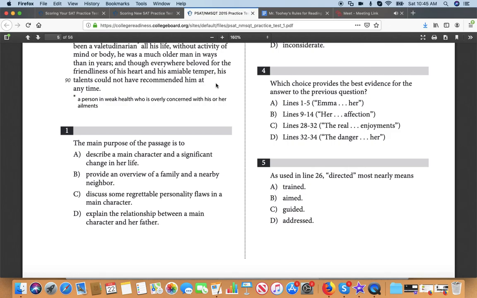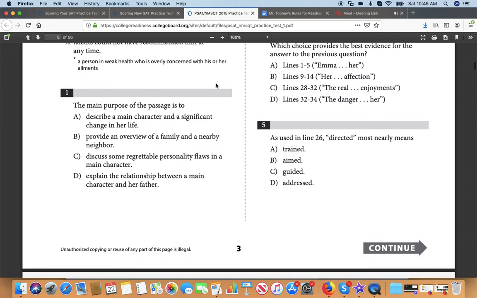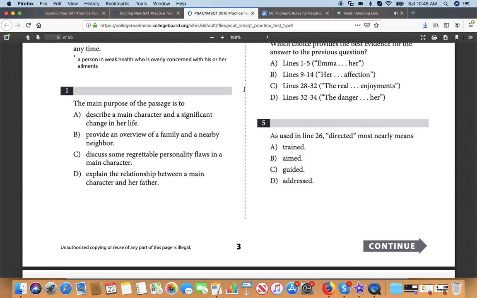Go ahead and read question number 1 first, please. You see it there on the screen? All right. The main purpose of the passage is to... Okay. Now, before we answer this, a lot of the questions you're going to see on the SAT or PSAT for that matter, the first question in a passage is quite often, not always, but quite often, what I describe as an overarching question. Okay, this is the main purpose of the passage as a whole.